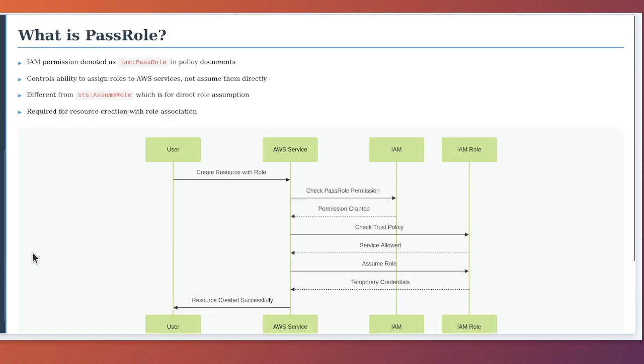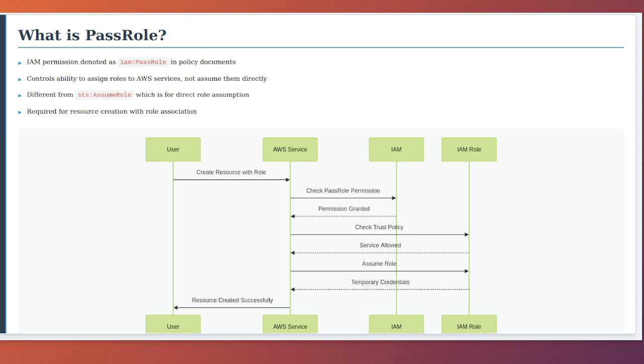What is PassRole? Let's start by defining exactly what the PassRole permission is and why it exists in the AWS security model. PassRole is an IAM permission that controls whether a user or service can assign an IAM role to an AWS service. The action is denoted as iam:PassRole in IAM policy documents. This permission is required whenever you want to associate an IAM role with an AWS resource that will assume that role to perform actions. The key word here is assign or pass.